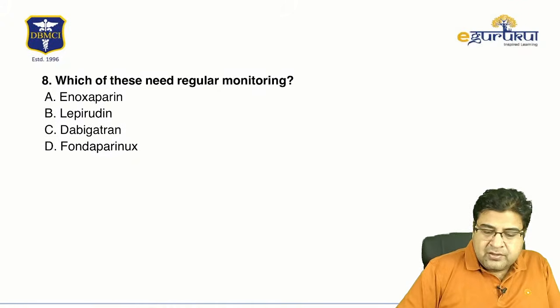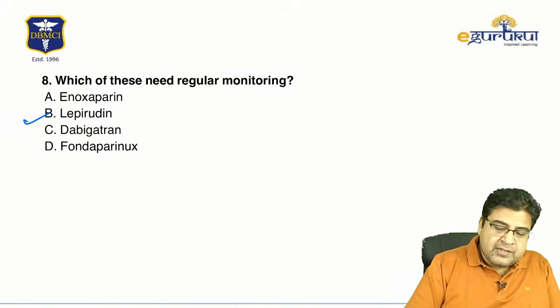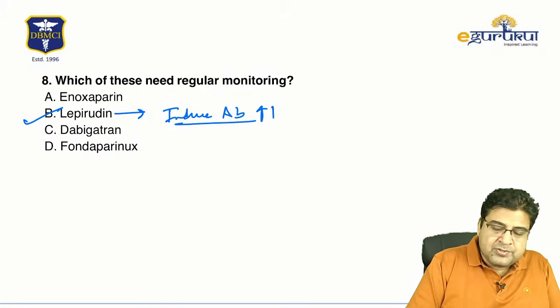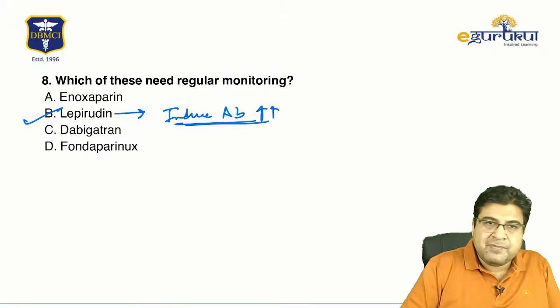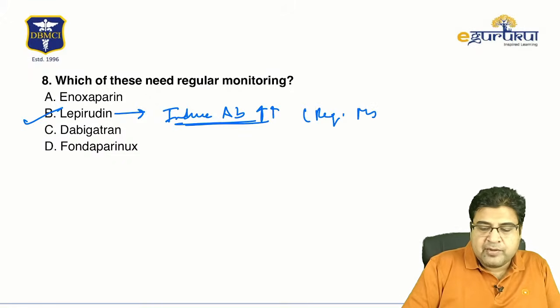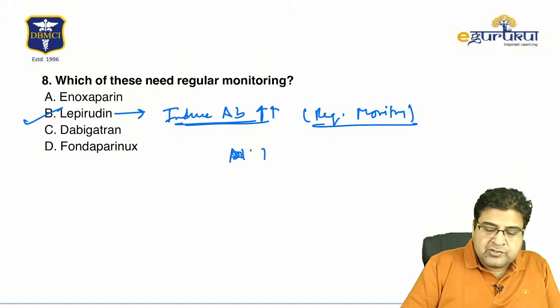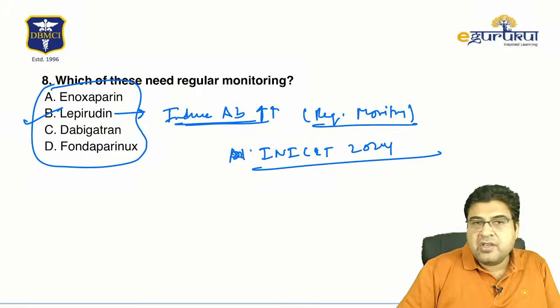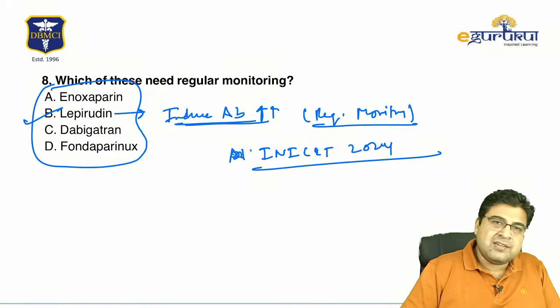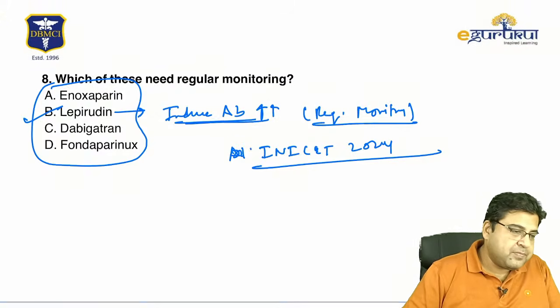Now, which medicine requires regular monitoring? So guys, lepirudin is an old medicine. This medicine can induce antibodies which can neutralize its action. That's why this is the old outdated medicine which requires monitoring. This question was asked this time in the AIIMS exam also, and in INI-CET May 2024. The same question they have asked, so lepirudin is the answer again this time also. Question number 8, answer is B.